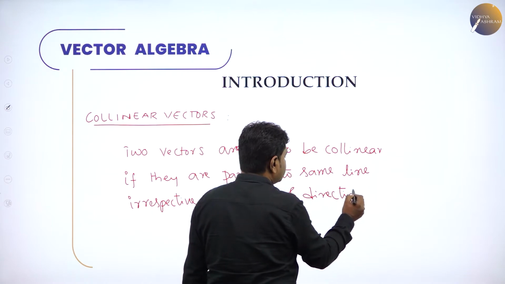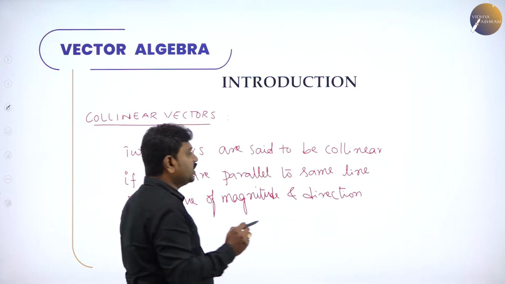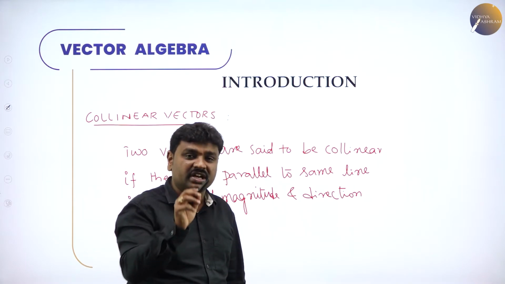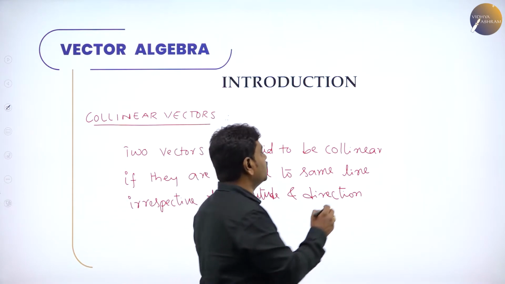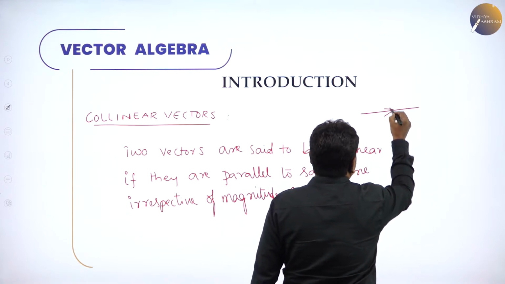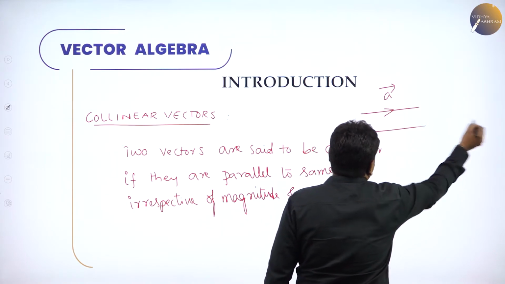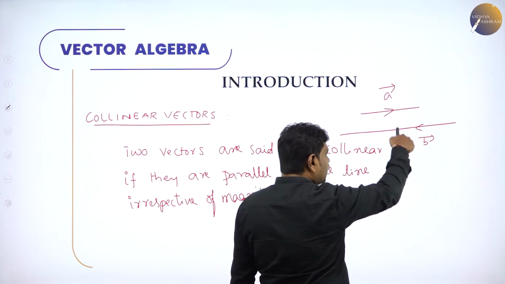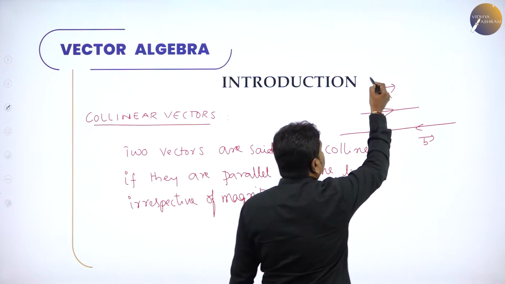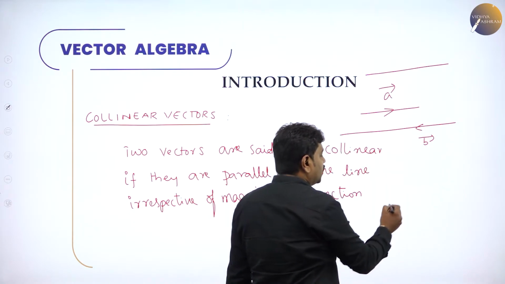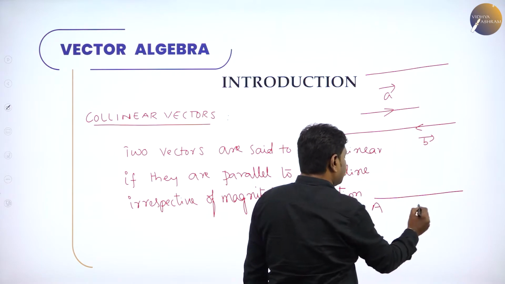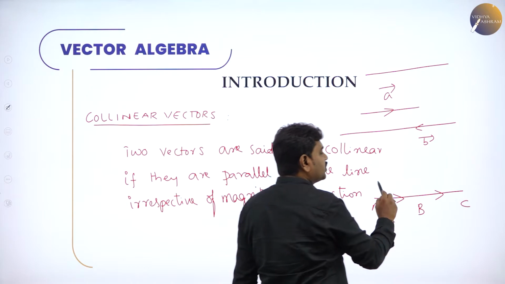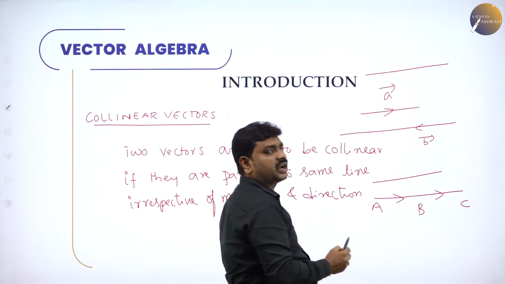So dear students, what are collinear vectors? Two vectors, you can call them collinear if they are parallel to same line irrespective of magnitude and direction. For example, I'll take a small vector A and a big vector B, and both have opposite directions. But they are collinear because for both put together I can draw a common parallel line. And I'll take vector AB and vector BC. Again, these two are also collinear because for these two put together I can draw a common parallel line.